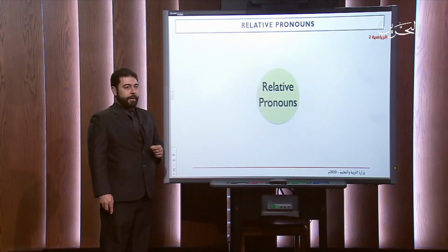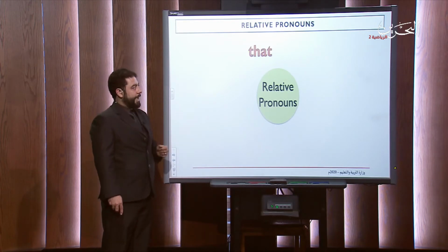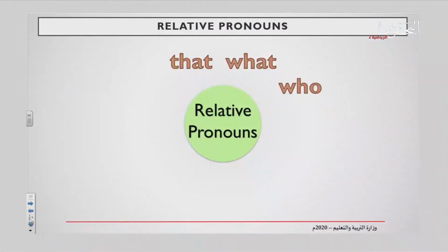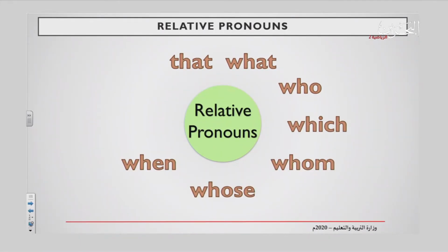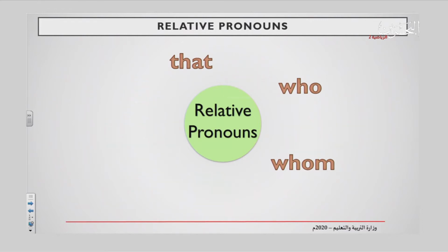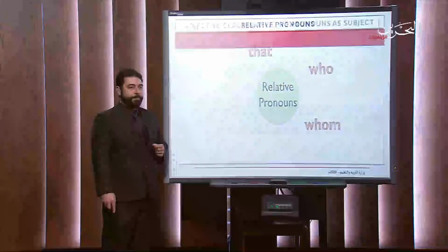So, relative pronouns. We have a set of relative pronouns, for example, that, what, who, which, whom, whose, when, where, and why. But in this lesson, I'm not going to cover all of them, just three of them: that, who, and whom. All right.